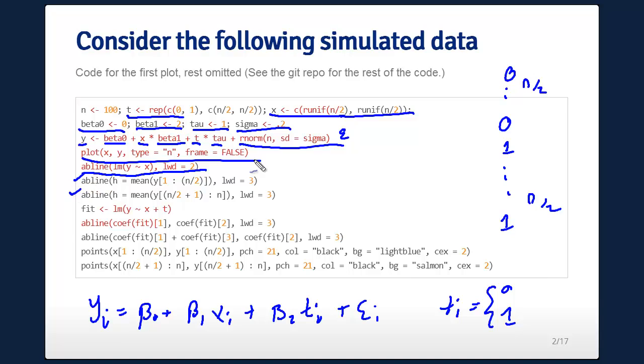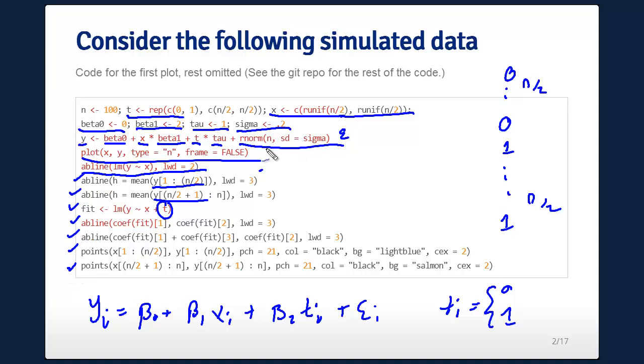This is the mean for the treated group and for the untreated group. This is the mean of the first n over 2 observations, and this is the mean of the latter n over 2 observations. And then this is the model we fit that's correct, that includes a treatment effect. And then I'm going to plot the fitted lines for the two of those.